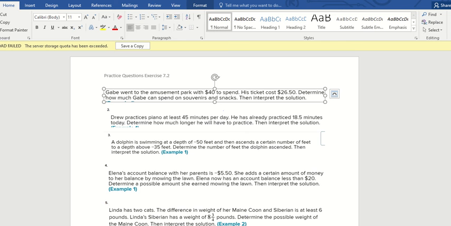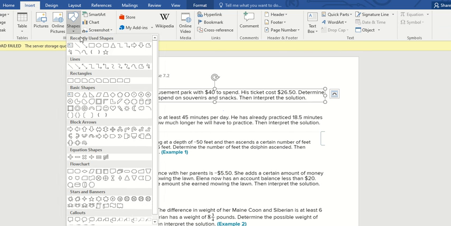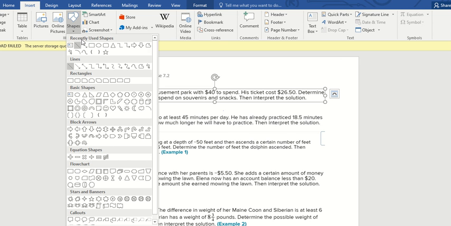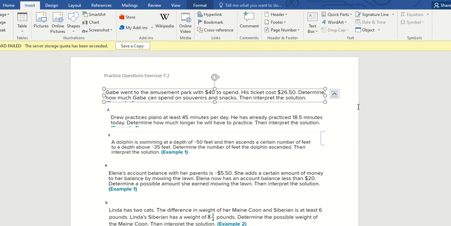Next, we will go to the next one now. Number three: a dolphin is swimming at a depth of minus 50 feet. Let's create the question here with the help of a shape. I'm so sorry, this is the question we have to create with the shape.